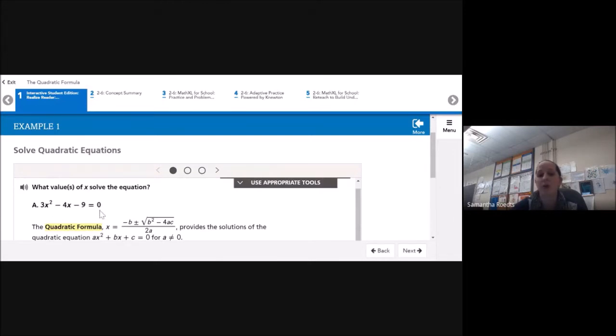So I could actually go through and do this where I was completing the square, add the 9 to both sides, and then factor out this 3, but that's going to deal with fractions and things like that. So it's a lot easier just to use the quadratic formula.